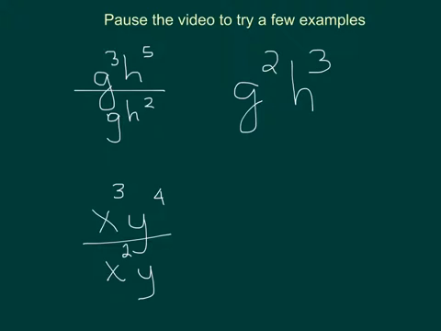For the second example, we would have x to the third divided by x squared, which is x, and then y to the fourth divided by y would be y to the third.